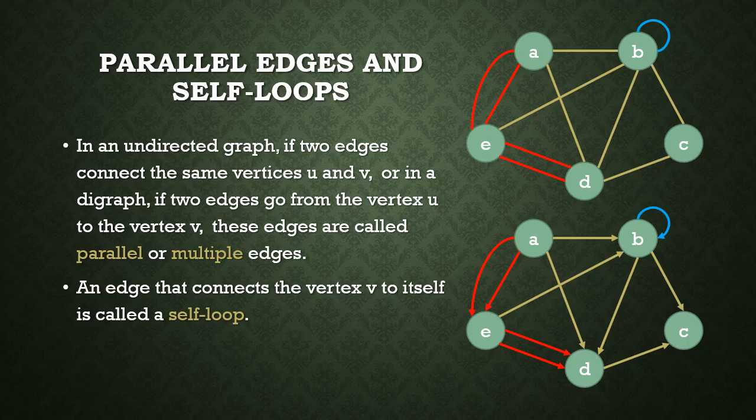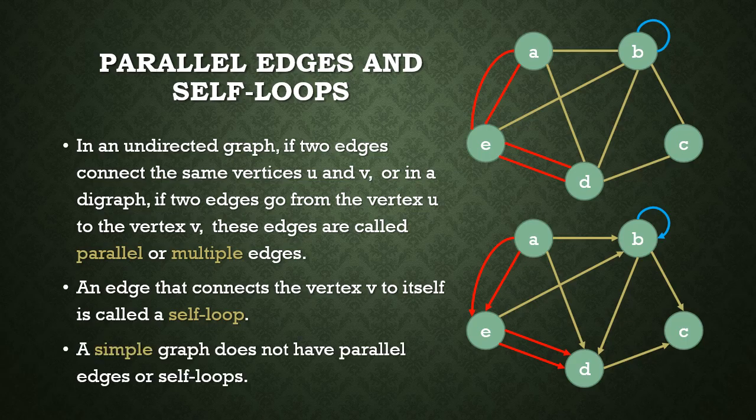An edge that connects the vertex V to itself is called a self loop, and I have highlighted self loops here with blue color. A simple graph does not have parallel edges or self loops. This means that both the graphs depicted here are not simple graphs. They are non-simple graphs. In a simple graph, we will not have any parallel edges and we will not have any self loops.